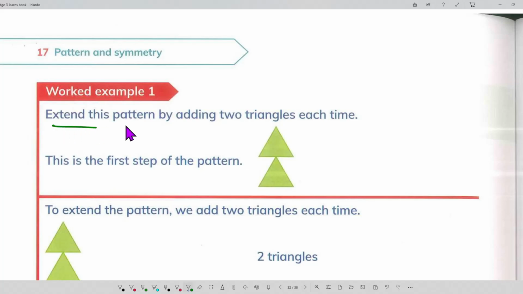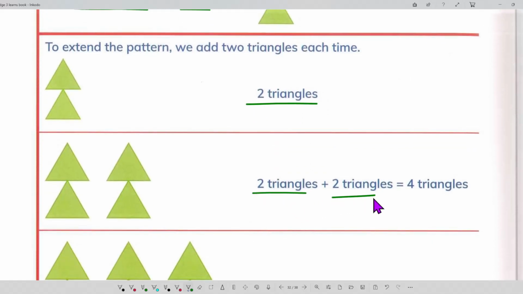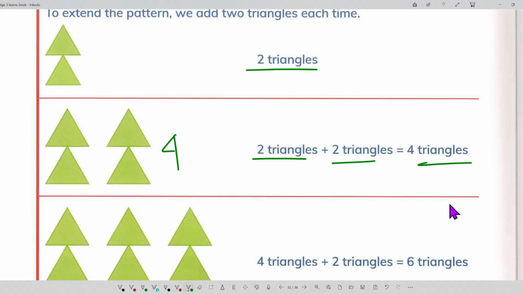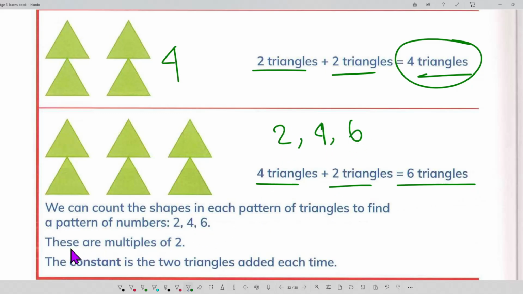Look, extend this pattern by adding two triangles each time. This is the first step of the pattern. First, we start with two triangles. Next, two triangles plus two triangles, so here are four triangles. Next, again adding two, so four triangles plus two will be six triangles. So it becomes 2, 4, 6, and these are multiples of 2, right? So the constant is the two triangles added each time.